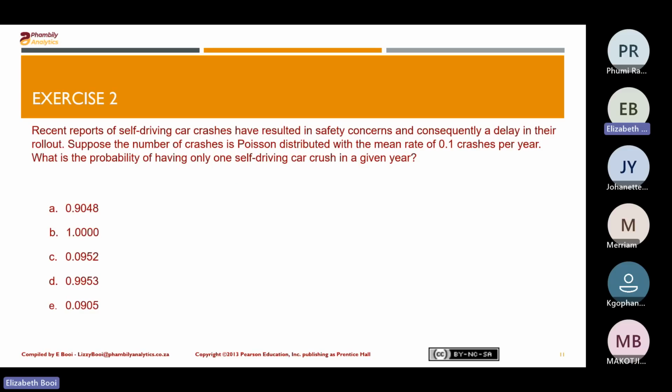Recent reports of self-driving car crashes have resulted in safety concerns and consequently a delay in their rollout. Suppose the number of crashes is Poisson distributed with a mean rate of 0.1 crashes per day. What is the probability of having only one self-driving car crash in a given year? How do we find this probability?